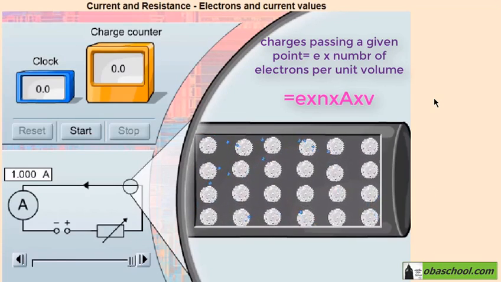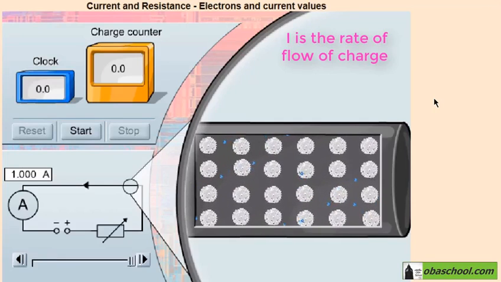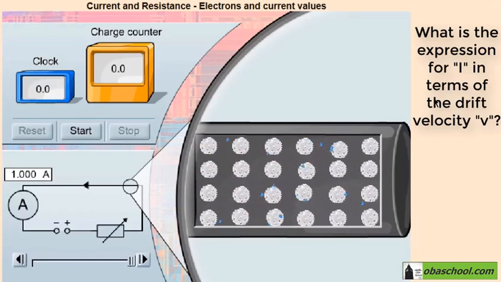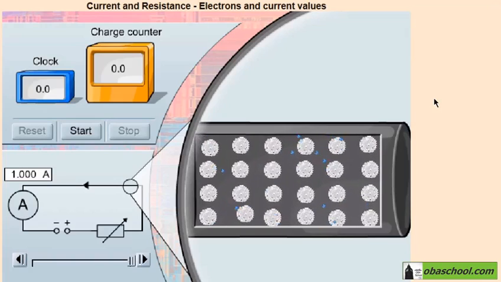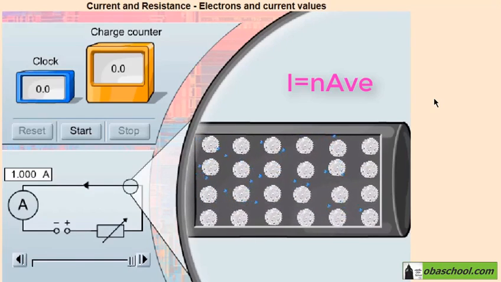Remember that current I is the rate of flow of charge, which is the amount of charge passing a point in the circuit in 1 second. What is the expression for I in terms of the drift velocity? Yes, it's equal to the expression we have derived. It's I equals n multiplied by A, v, e. The value of e doesn't change, and for a particular sample of a given conductor, n and A are constant.